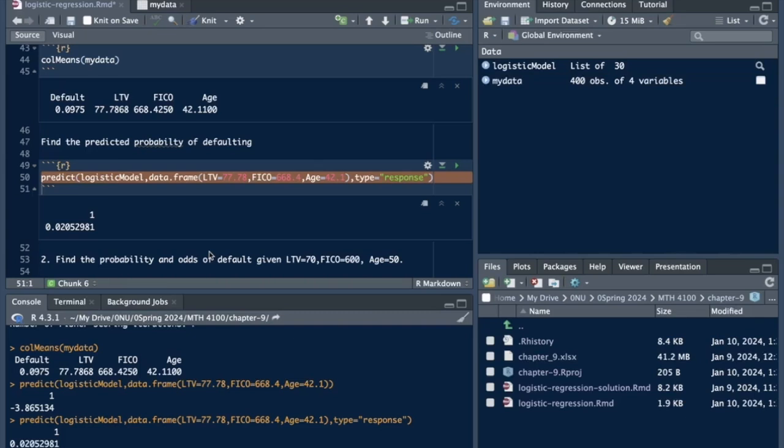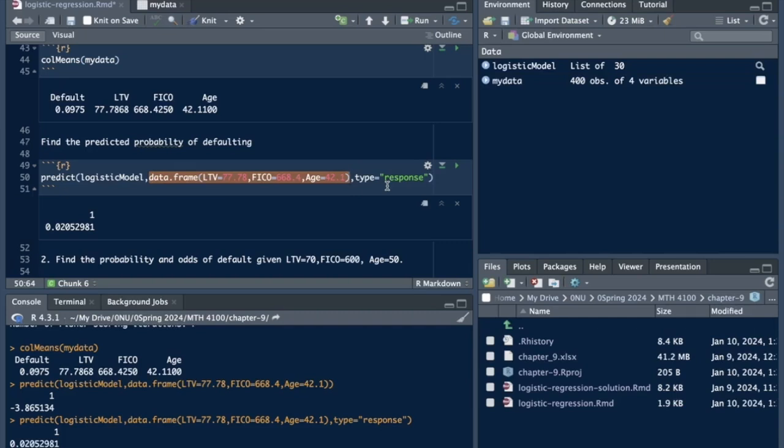It's about 2%. Remember again, when we predicted, we have the logistic model, we have the data frame with the numbers that we would like to plug into this function, then we added type response. We tell R that we have a logistic regression model where the response variable is 0, 1, so that's why we are predicting the probability of the event occurring. But in linear regression, we have never added the type because the model predicts continuous outcomes, not probabilities.